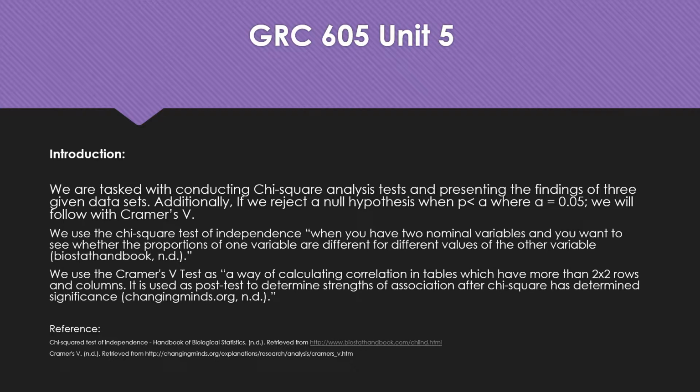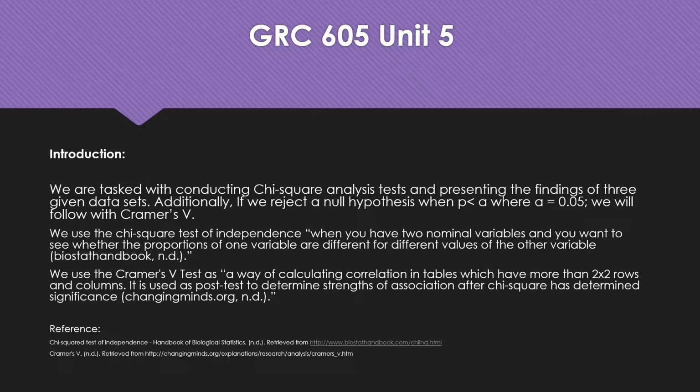Introduction. We are tasked with conducting chi-square analysis tests and presenting the findings of 3 given datasets. Additionally, if we reject a null hypothesis when P is less than A, where A equals 0.05, we will follow with Cramer's V.